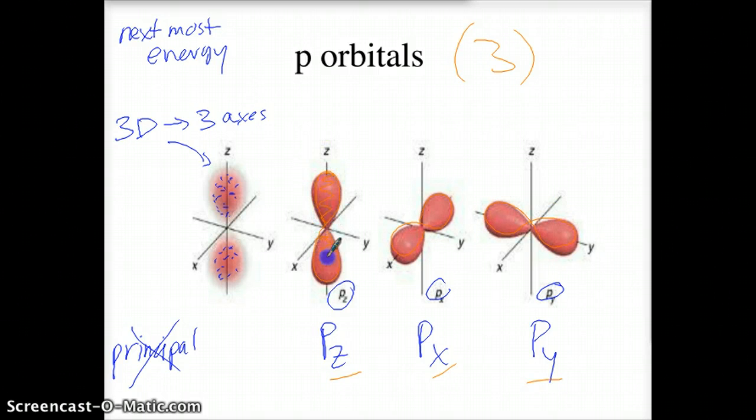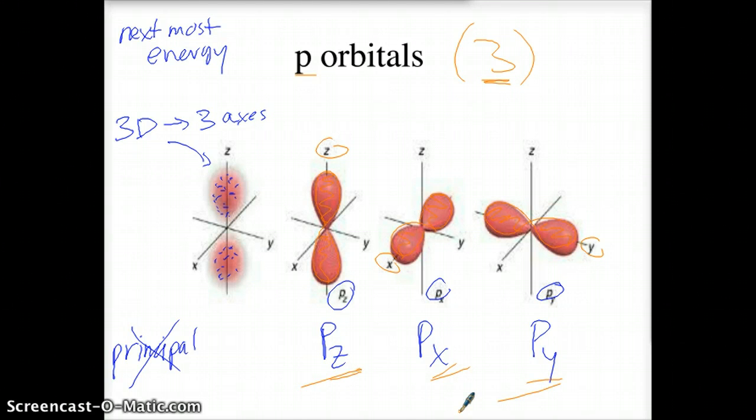Here, this one you can see is on the z-axis. Here, this one is along the x-axis. And here, this one is along the y-axis. Again, these are predicted and solved for mathematically. We don't need to know the math. All we need to know is that the p orbitals have more energy than the s orbitals, there are three of them, they are called the pz, px, and py, and they have these particular shapes.